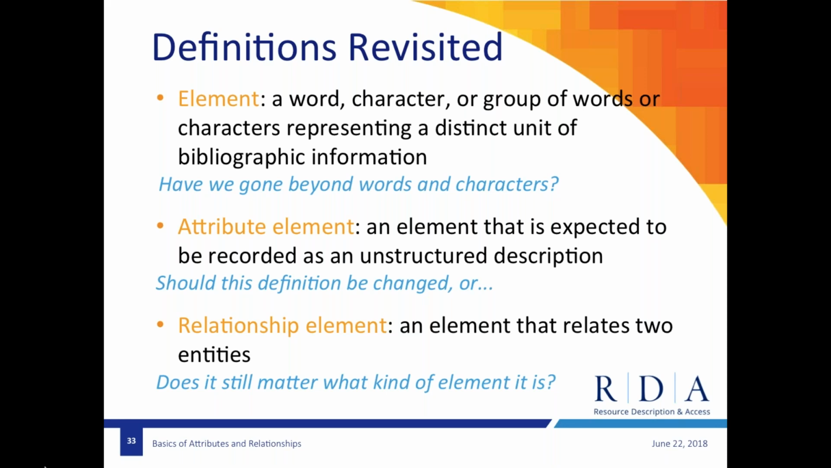So since we no longer have that very hierarchical structure of we've got these elements over here that are attributes, and we've got relationship elements here, here, here, and here, and the idea is that as we become more international, more flexible, we would have greater flexibility in how access points are constructed, do we need to still be making this distinction? Or is it enough to say this is an element, we use it to identify an entity, we can use it as part of an access point?